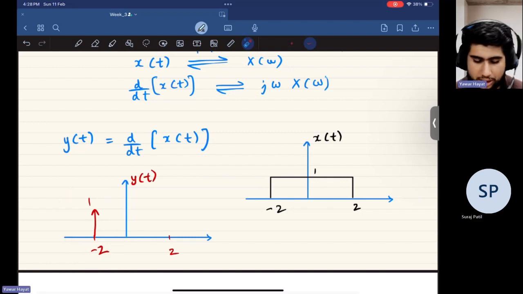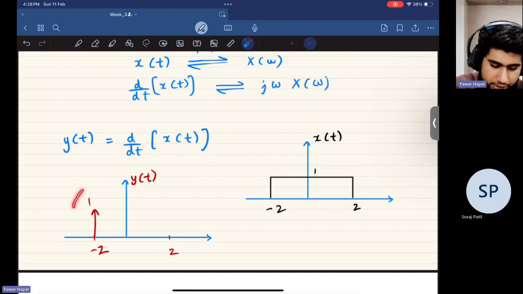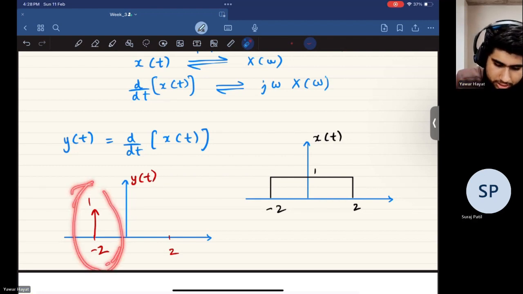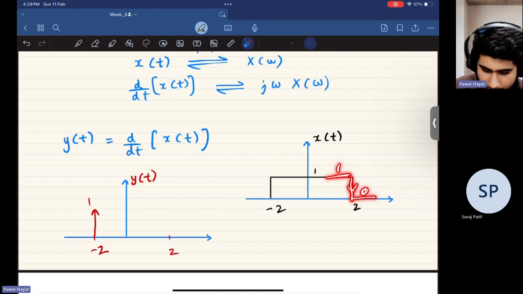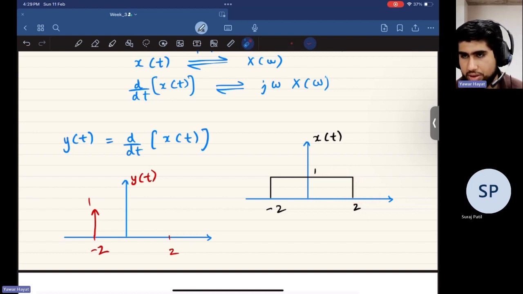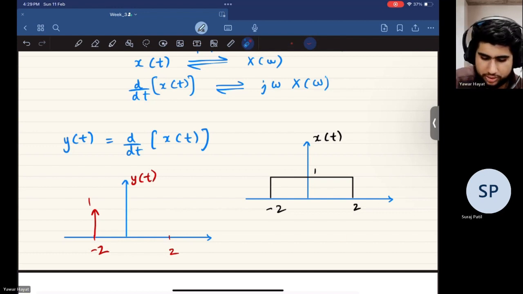Yes, sir. So the magnitude of the delta function was the final value minus the initial value, right? 1 minus 0, and the difference was 1. So this is what I wrote. Now it is 0 final. Initially it was 1. It goes from 1 to 0. What should be the magnitude of the delta function at 2? It would be minus 1, right? 0 minus 1, minus 1. So this is what it would be.